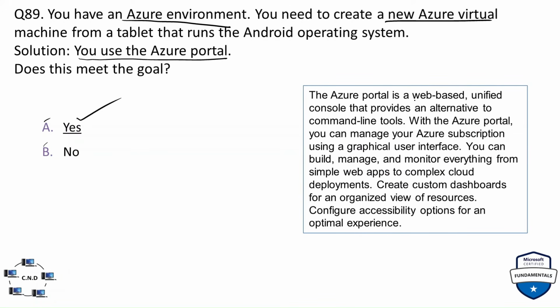The Azure portal is basically a web-based unified console that provides an alternative to the command line tools. With the Azure portal, you can manage your Azure subscription using a graphical user interface. You can build, manage, and monitor everything from simple web apps to complex cloud deployments. Create custom dashboards for an organized view of resources. Configure accessibility options for an optimal experience.